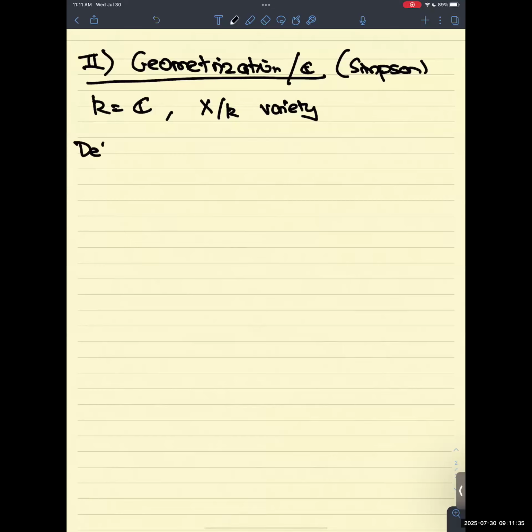And so the key definition is the following. Maybe I should attribute the definition to Simpson.